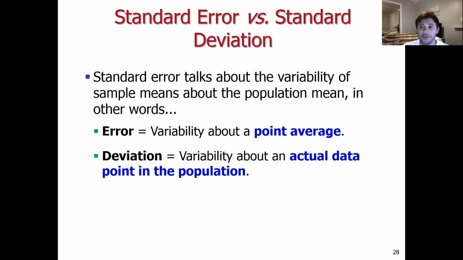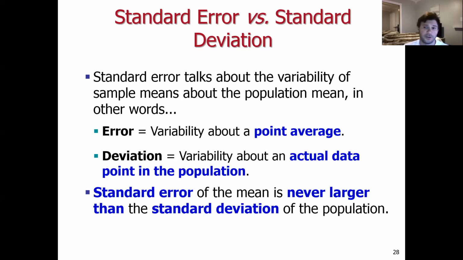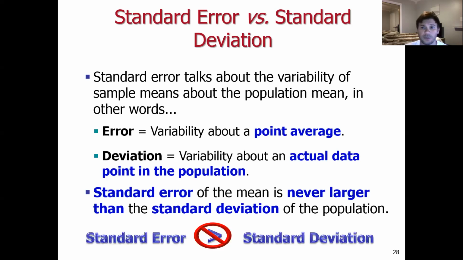The standard error of the mean is never larger than the standard deviation of the associated population. Okay, there is one particular case where they can be equal to each other, and that is if your sample size is equal to 1. If n equals 1, then those two things will be the same. Otherwise, the population standard deviation is going to be larger.